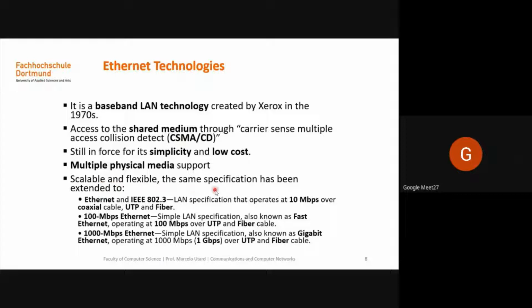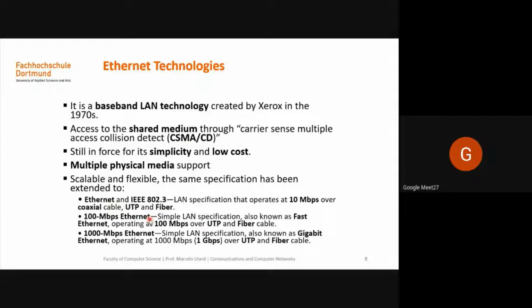And in fact, the same specification has been extended from the original Ethernet to IEEE 802.3. That is a specification that operates at 10 megabits per second over these medias: coaxial cable, UTP, shielded twisted pair, and fiber cable.